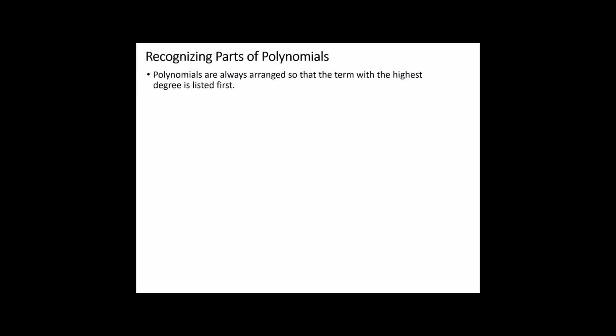Now, it is important to know that polynomials should always be arranged so that the term with the highest degree is listed first. Notice in this problem, I have 3x to the first power plus 4x squared minus 2. This is a second degree monomial. This is a first degree monomial. This is a 0 degree monomial. So I need to rearrange these and put the x squared first. Notice now it goes from second to first to 0. This would be considered standard form.